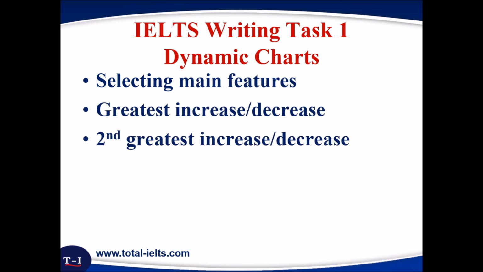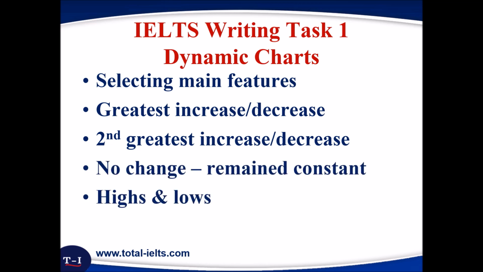So when it comes to selecting the main features, first of all, select the greatest increase or decrease, followed by the second greatest increase and decrease. Another main feature is where there is no change. That's where the trend remained constant. And you can also describe the highs and lows, the highest point and the lowest point.